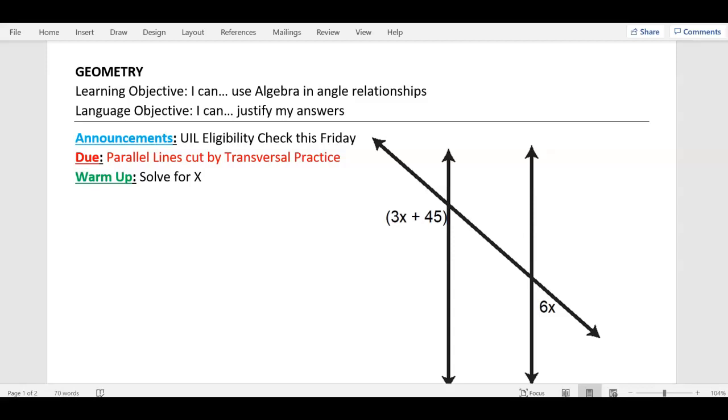Real quick, we're doing the warm-up now, right? So headphones, please. Okay, so here we go. Solve for x. Yesterday we did this on our notes. We see here we have an angle and an angle. It would be helpful to know what type of angles these are. So what do y'all think? What's this relationship?